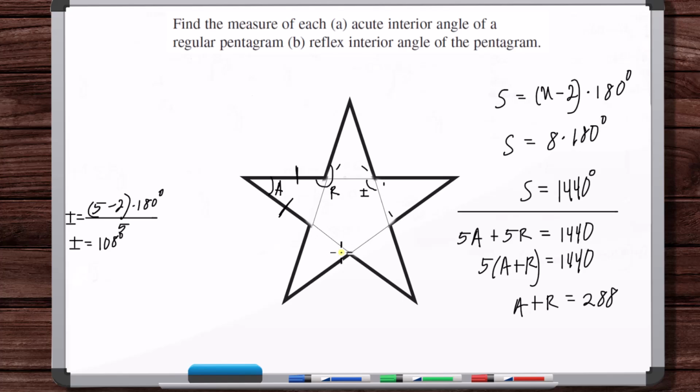Okay, so let's do that. It's going to be 180 minus 108. So this is going to be 72 degrees. All of these angles, this is going to be 72. All of these are going to be 72. This is 72. This is 72. So we can go ahead and get the acute angle because we're going to have 72 times 2 is 144. Now 180 minus 144 is going to be A.